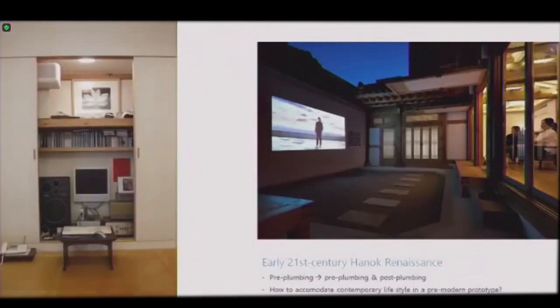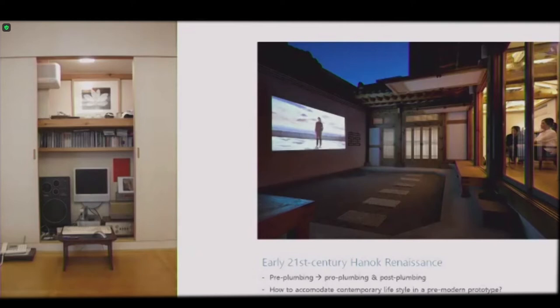So with this kind of historical perspective in our minds, when we look back on the early 21st century Hanok Renaissance, which is still taking place, there are a few things that we can say about it. In retrospect, I remember it was about 2000. That's the year that I started my practice.